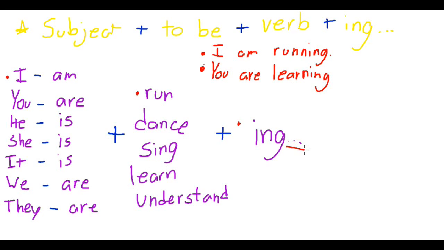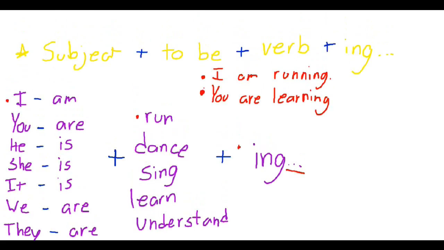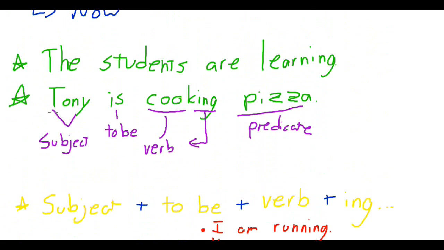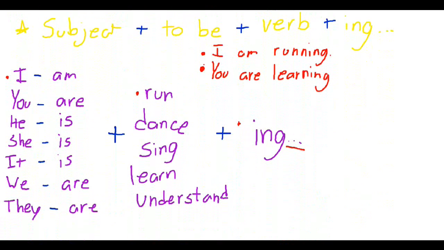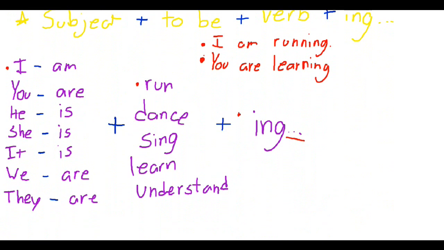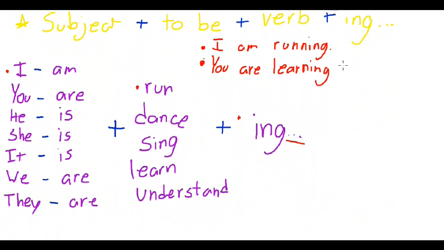But over here I put 3 dots. And why did I put those? Well, the reason why is because I can continue with the sentence. I can continue with the predicate. So if we look up above, like I said in our first example, Tony is cooking pizza. Well, pizza is the predicate. That's something extra we can add after the verb. So if I say here, you are learning, but what are you learning? Okay, you can say, you are learning English. Okay, you are learning English, correct? And that's the predicate, you are learning English. Okay, so you just follow those examples. The subject, the verb to be, a verb plus ing.